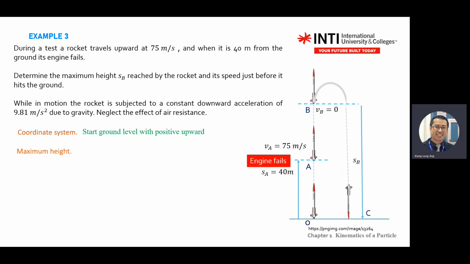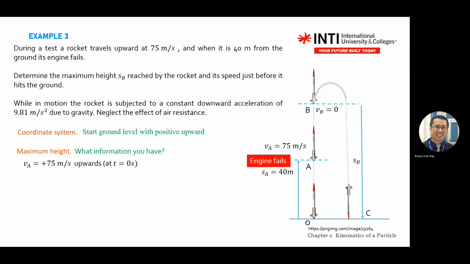Stick to one definition. If you assume it's going up, then all your solution will be going up positive. So you have the early definition, velocity 75 positive because it's going upwards. And you have the velocity here. Your initial position is 40 meters, because at 40 meters you start losing power. So it means at 40 meters your maximum speed is 75. From here up to here, your velocity drops to 0. So you have two velocities there.